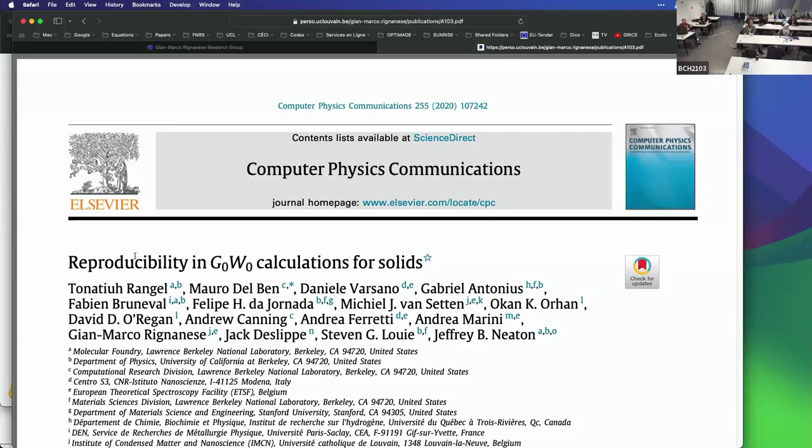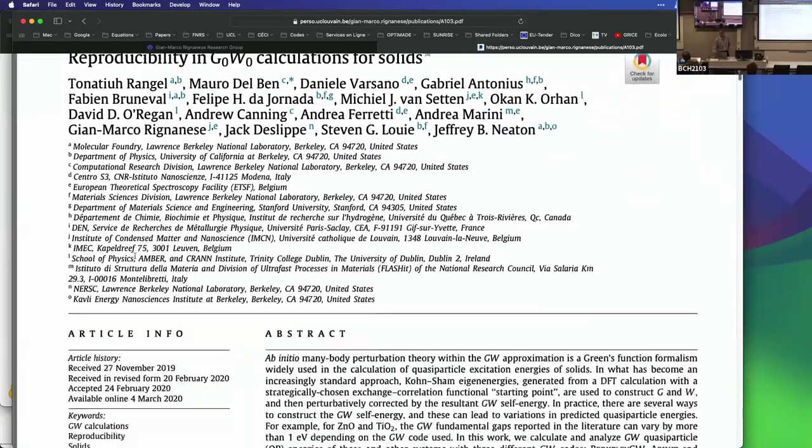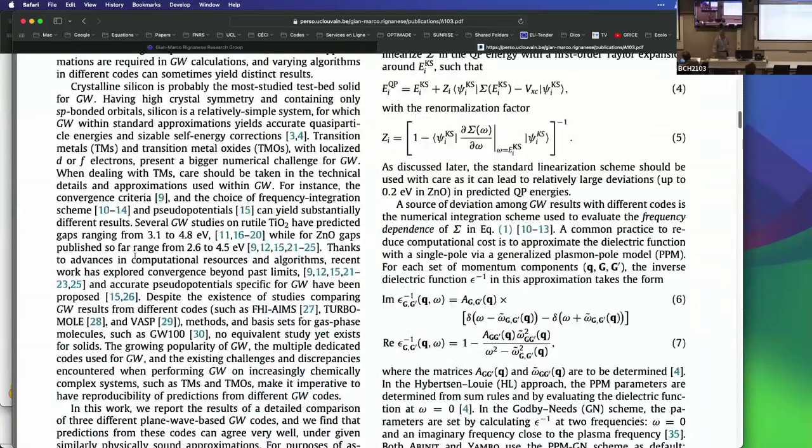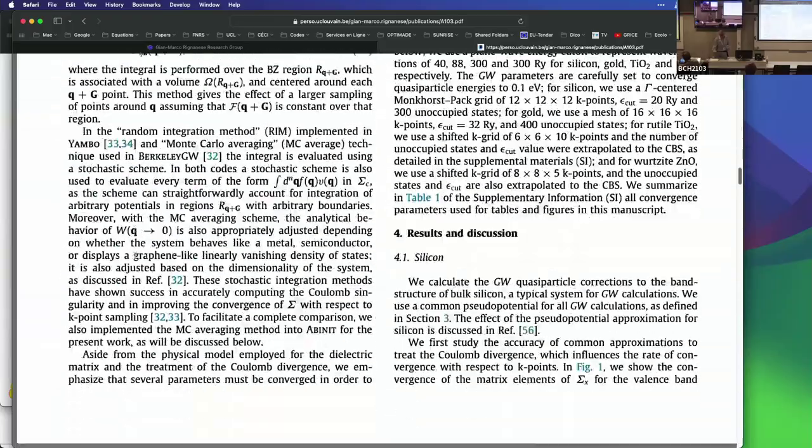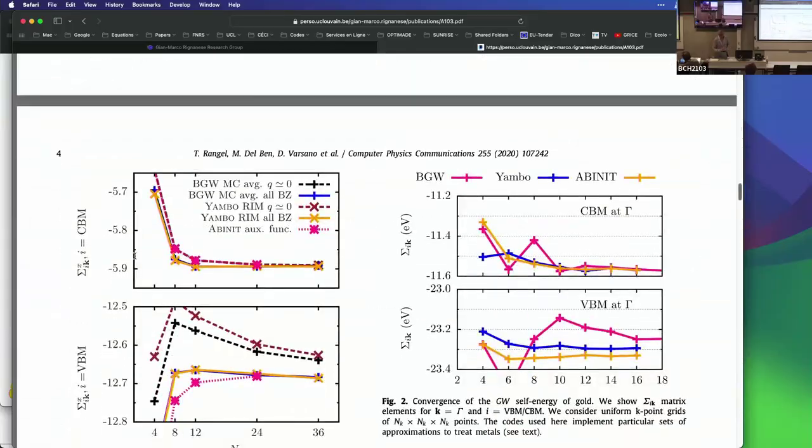Here, that's also something in the same spirit, where three different GW codes, all plane wave, are compared to one another: Yambo, BerkeleyGW, and ABINIT. It's not the same approximation because there's a number of approximations, as you will see. But in that case, the agreement is also kind of nice. It was also tested systematically in this paper. You see that you need to do the convergence with the different codes, and there's a good agreement.